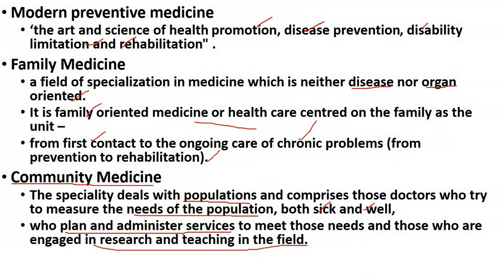So here there are three components. One is they deal with population. They identify the needs, plan and administer services for these needs. The second one is research. The third one is teaching. So what do the community medicine people do? It is a specialty which deals with the population and comprises those doctors who try to measure the needs of the population, both sick and well, and they plan and administer services based on the needs which were measured, and those who are engaged in research and teaching in the field. So they are the field of community medicine.